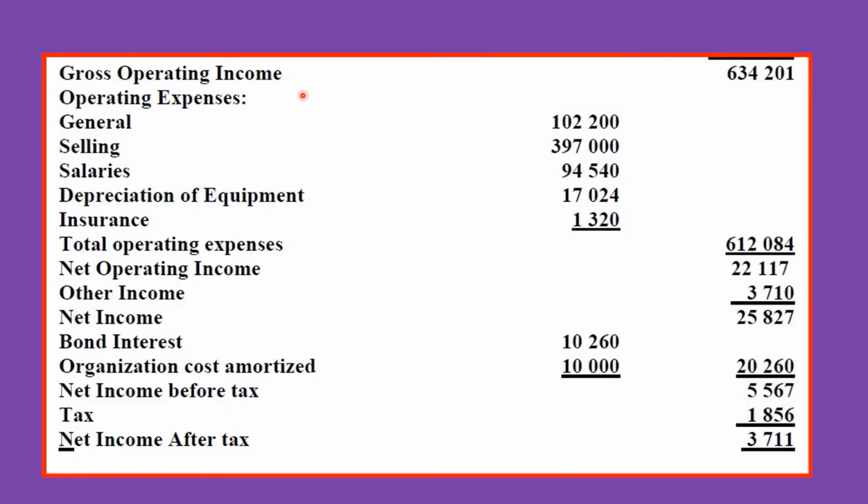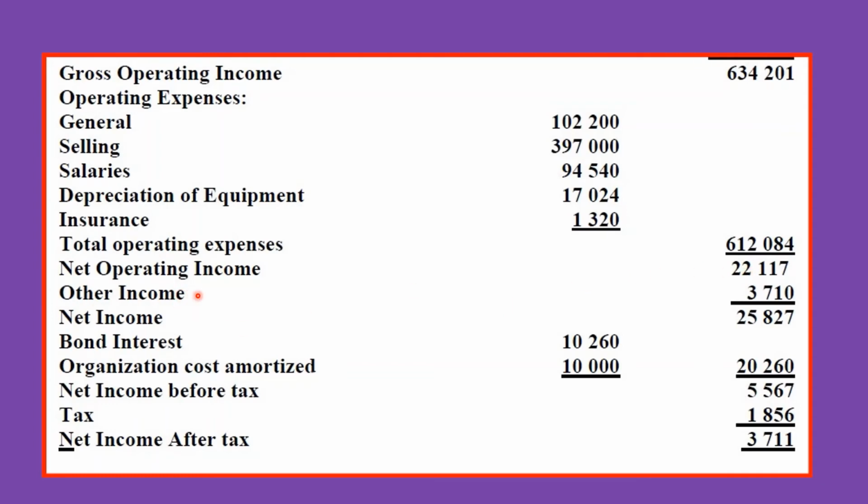Here we have a gross operating income from the previous section of 634,201, and then we have the operating expenses. These are all the expenses from the trial balance that did not need any changing at first. We put them in first, and then we have our depreciation on equipment and our insurance of 13,000, right? These are from our workings, giving us total operating expenses of 612,084. We take away that from the gross operating income and we get the net operating income.